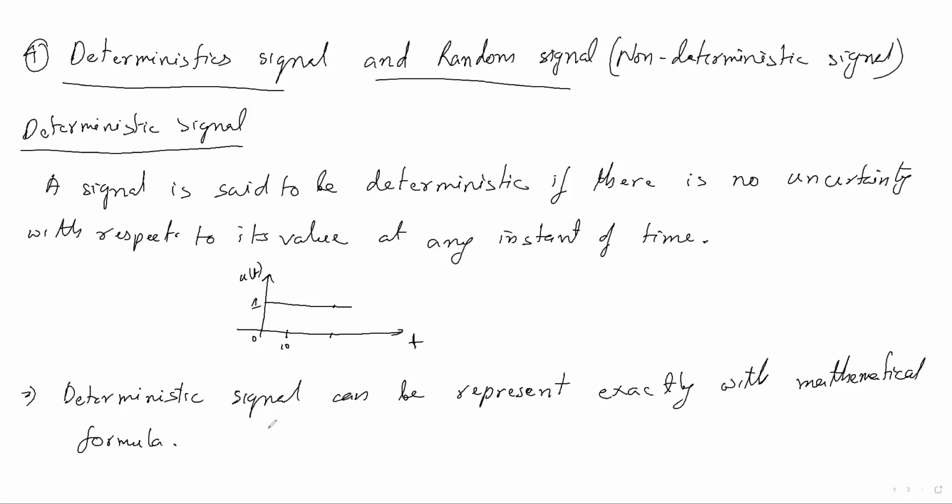Deterministic signals are those signals which we can define with a mathematical formula, or you can say we can determine the signal for any instant of time. That's why it is called a deterministic signal. Then what is a random signal?